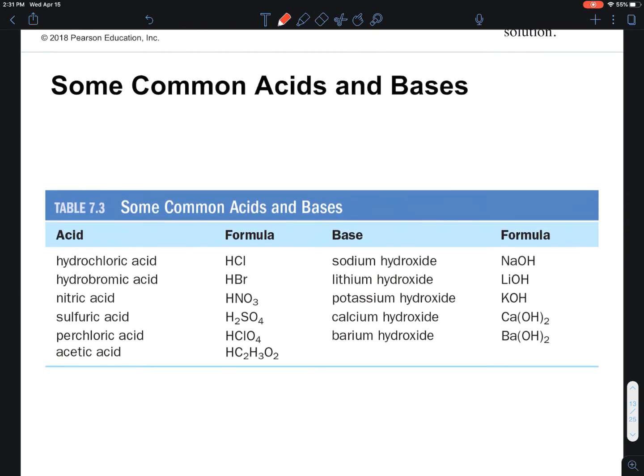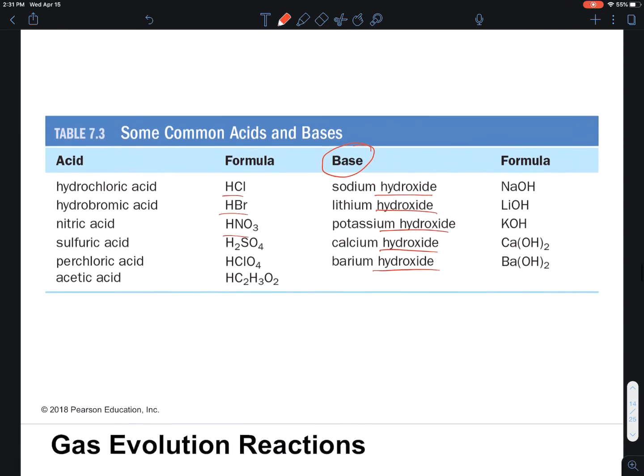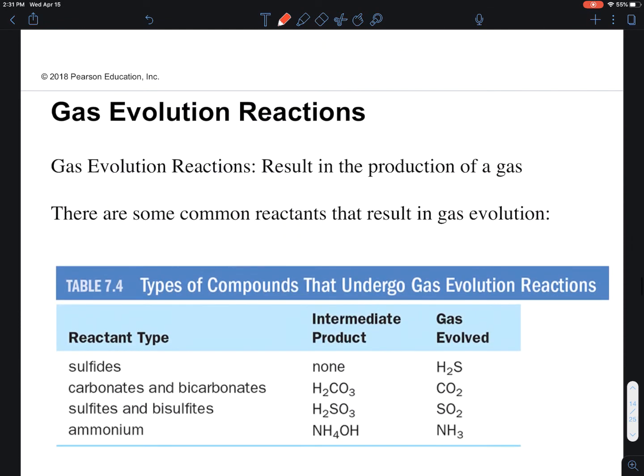Here's some common acids and bases. We saw these when we talked about nomenclature, but hydrochloric acid, hydrobromic, nitric, sulfuric, perchloric, and acetic are all some really common ones that you see. Common bases, notice they are all hydroxide. They're all hydroxide bases. So be on the lookout for hydroxide-containing compounds when you're working through experiment 7, table 2.